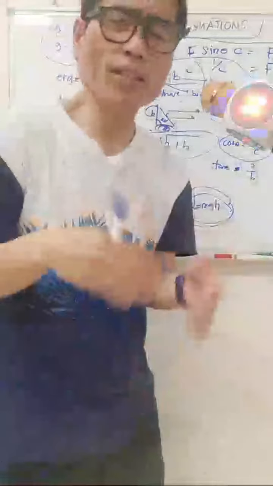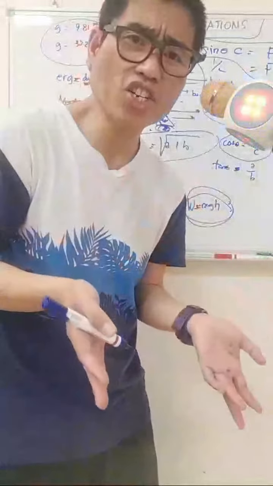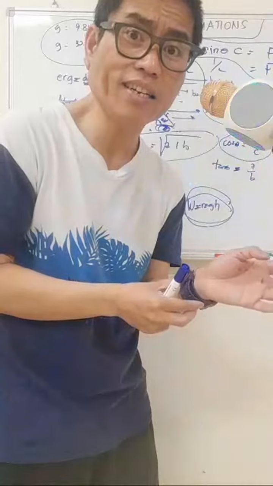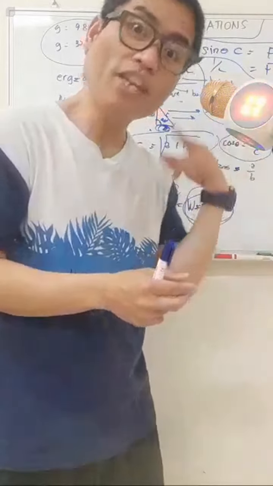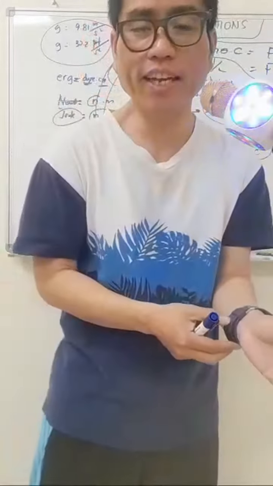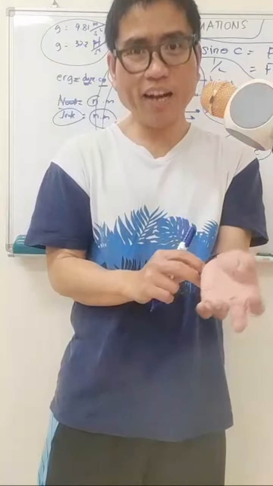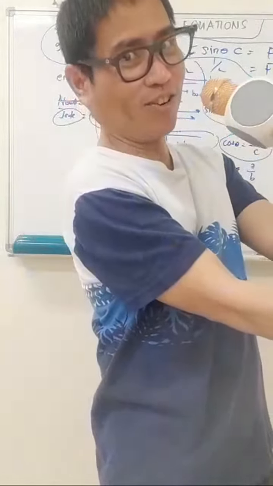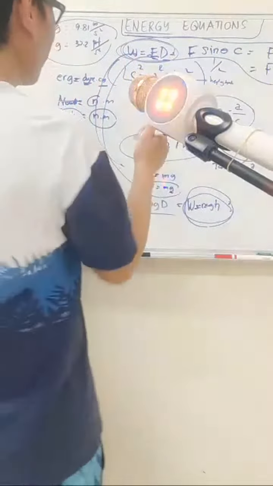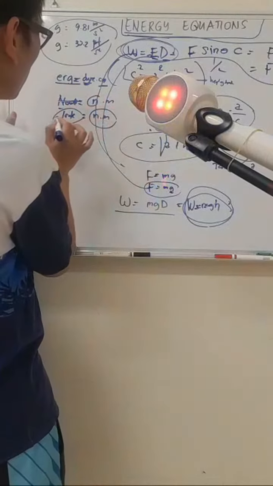What is the unit of energy in terms of centimeter, gram, second? The answer will be erg. ERG. Do not forget the erg. So, erg is a unit of energy, joule is a unit of energy.